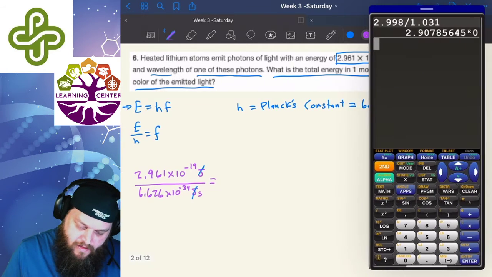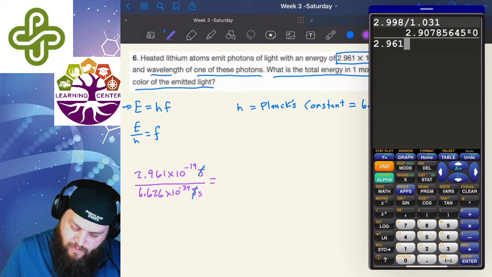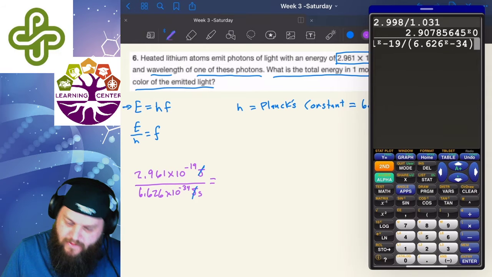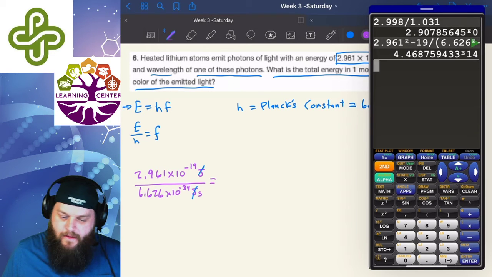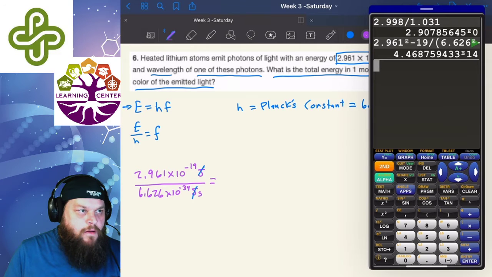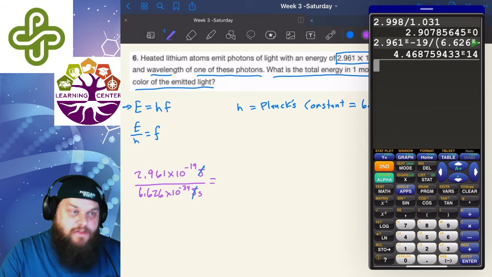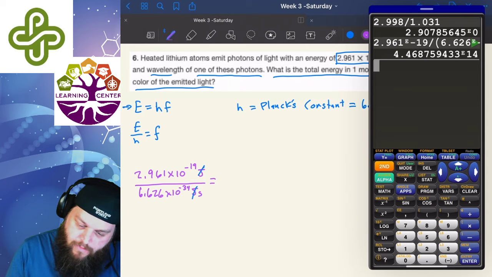So doing the math on this, that's 2.961. I'm going to use this little e for times 10 to the negative 19. I'm going to divide that. I need my parentheses here when I type in 6.626. And I'll use e to the negative 34. That's our Planck's constant. And we are left with 4.468. Yeah. Or really 4.469.